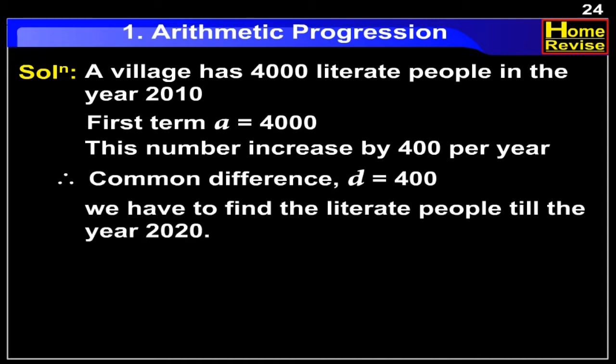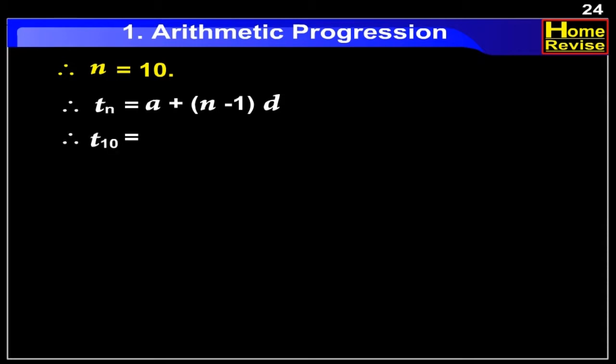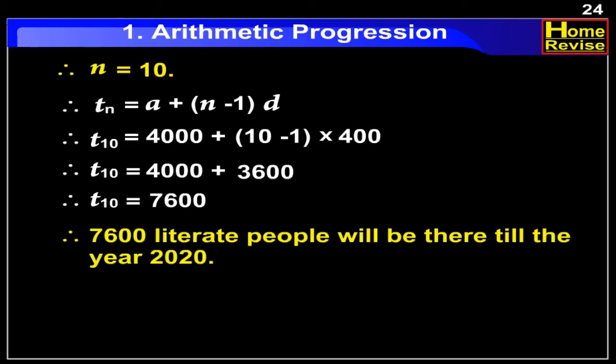Here, we have to find the literate people till the year 2020. That is the number of literate people after 10 years. Therefore, n is equal to 10. We know that Tn is equal to a plus n minus 1 into d. Therefore, T10 is equal to 4000 plus 10 minus 1 into 400. Therefore, T10 is equal to 4000 plus 3600. Therefore, T10 is equal to 7600. Therefore, 7600 literate people will be there till the year 2020.